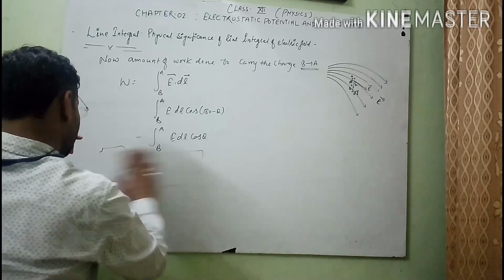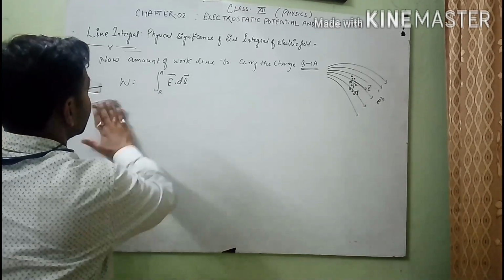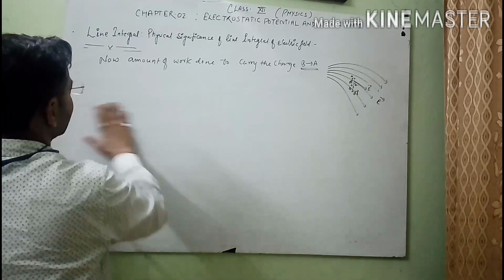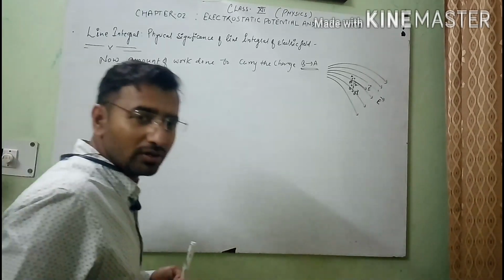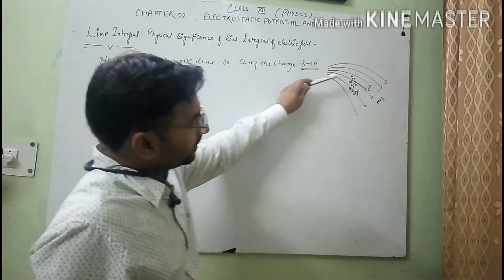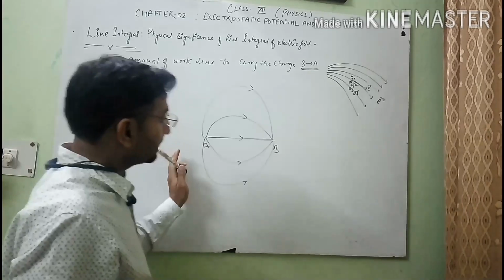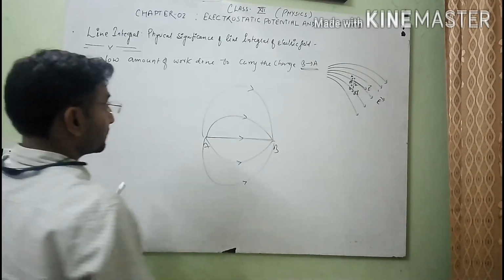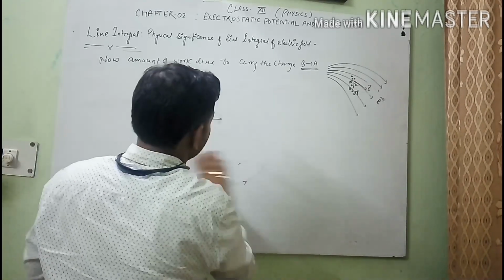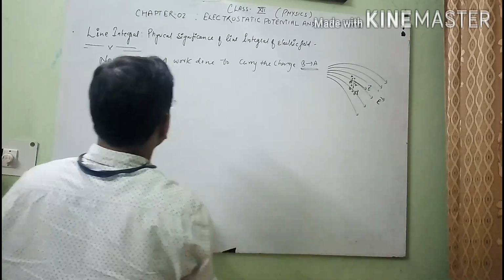As you know that electrostatic field is conservative in nature. It means that the amount of work done doesn't depend on the path between these two points. So therefore we can say that the electrostatic field is conservative in nature. And after that I have some important points for you.